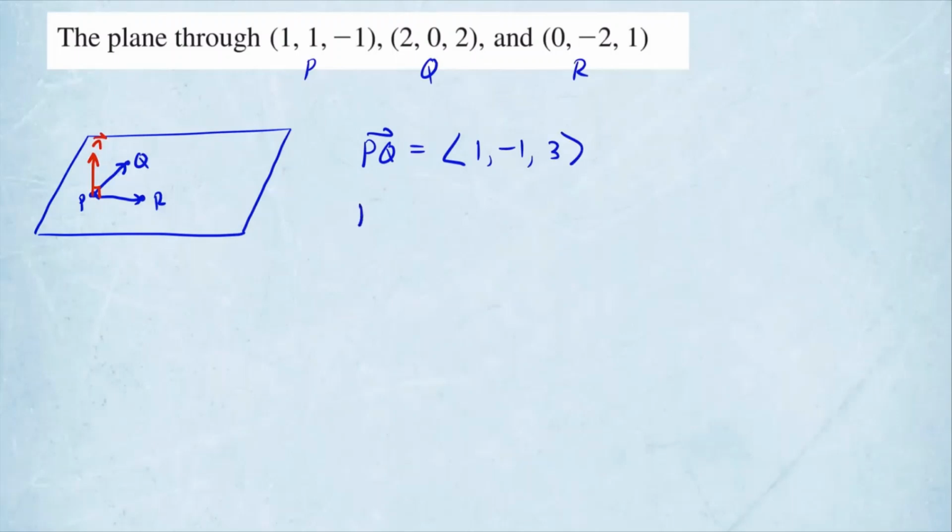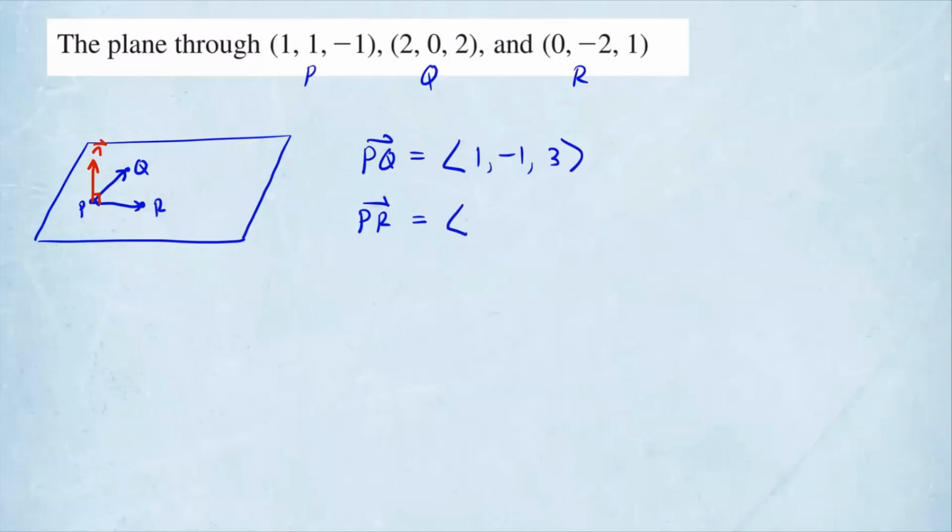And then the vector P to R will be the following. You'll take the components of R and subtract P. So final minus initial, R minus P. So 0 minus 1, that's negative 1. Negative 2 minus 1, that's negative 3. Then 1 minus negative 1, so that would be 2. All right, so we found the two vectors.